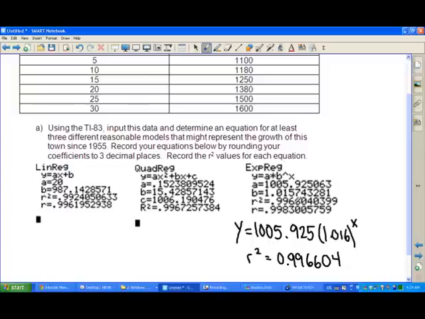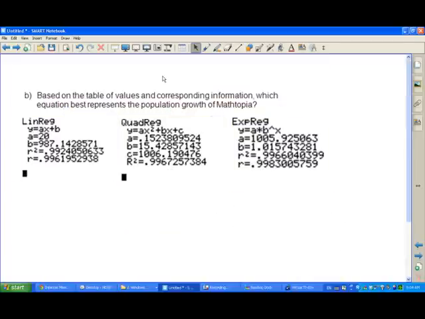And I'm saying that because our R-squared values for quadratic and exponential are very, very close to each other. If I start rounding off, in fact, if I rounded off to 2 decimal places, all of these regression models would look perfect. So the second question says, based on the table of values and the corresponding information, which equation best represents the population growth of Mathtopia?